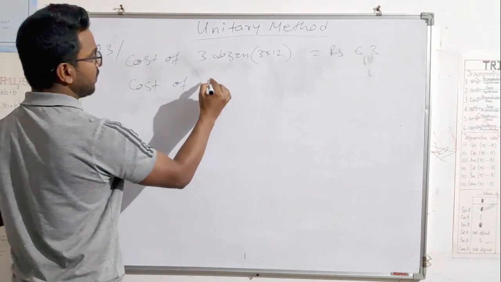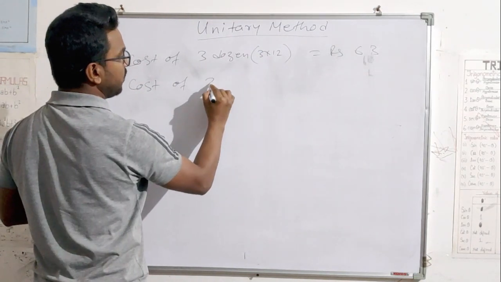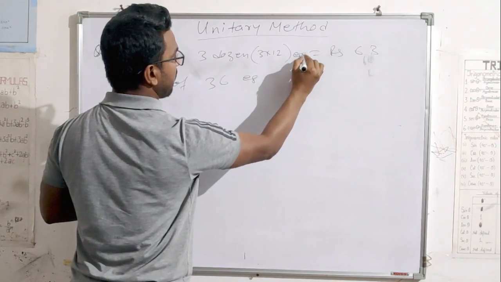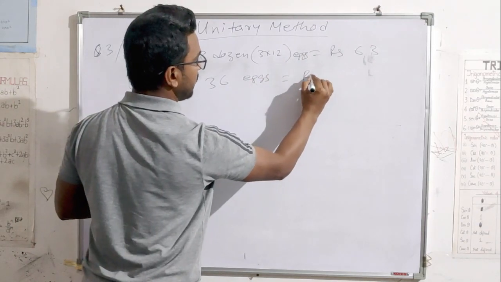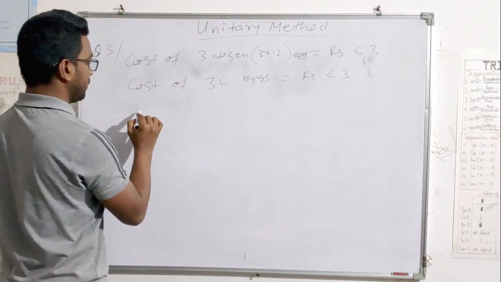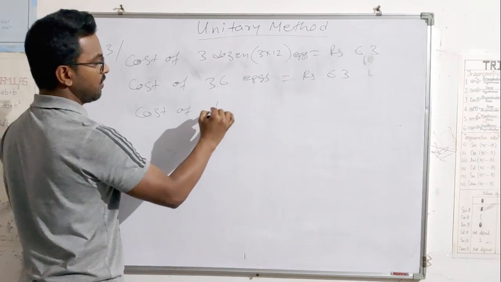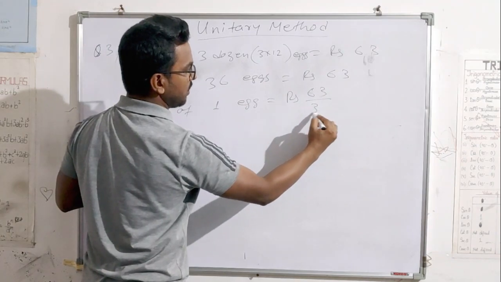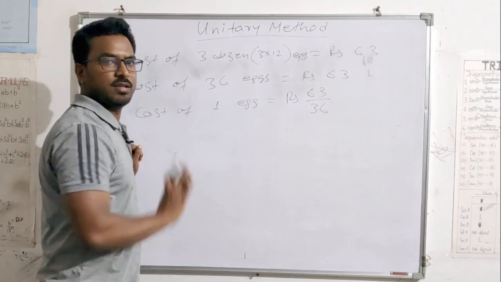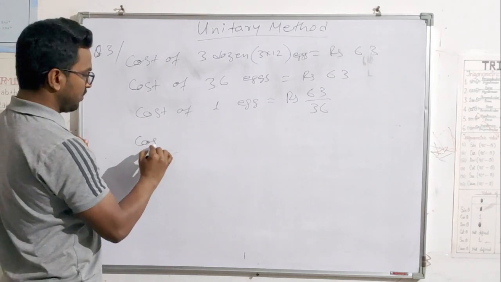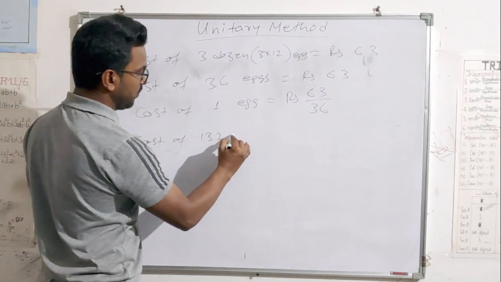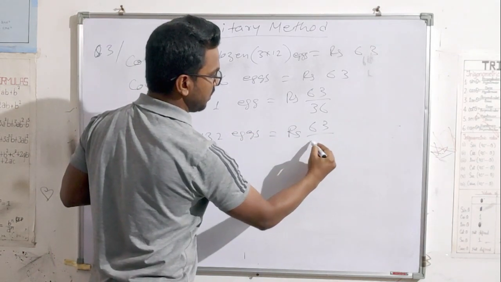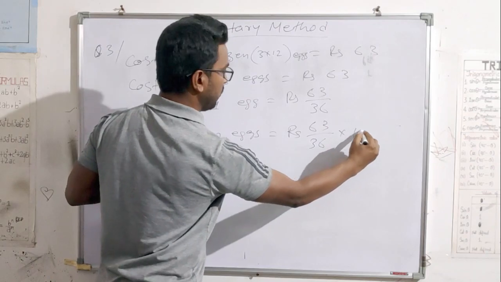So again we will write this: the cost of, if you multiply, this will be 36 eggs equals rupees 63. So you have to find the cost of one egg. Rupees 63 by 36. You can keep it as it is. Okay. Now you have to find the cost of 132 eggs. So what we'll do, 63 by 36 into 132.